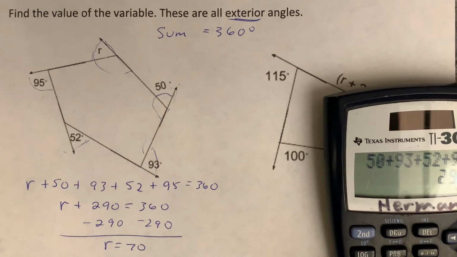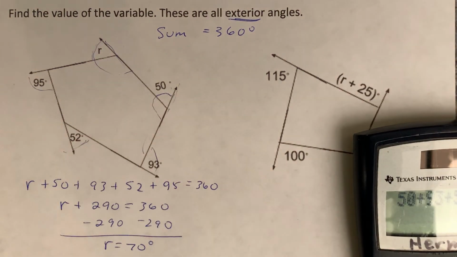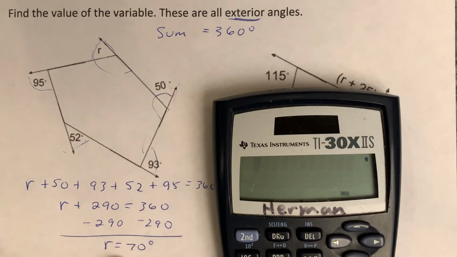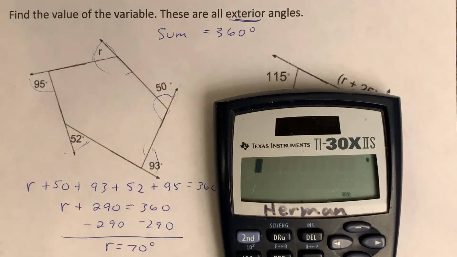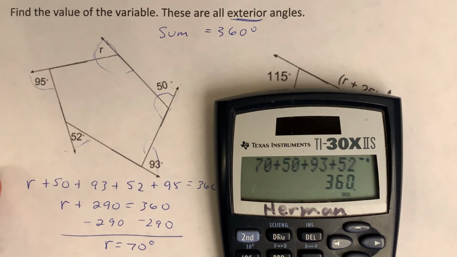Okay. Now let's try the next one. And since it doesn't have a degree symbol, I'm going to put 70 degrees. We should be checking these, which I haven't been doing. So maybe let's just check this one. We haven't checked any yet. You should be able to add them all up and you get 360. So I'm going to start at the top with the 70 right here and say 70 plus and just add these up. So just double check it. 70 plus 50 plus 93 plus 52 plus 95. That should equal 360, and it does. Good. So it's like a double check.